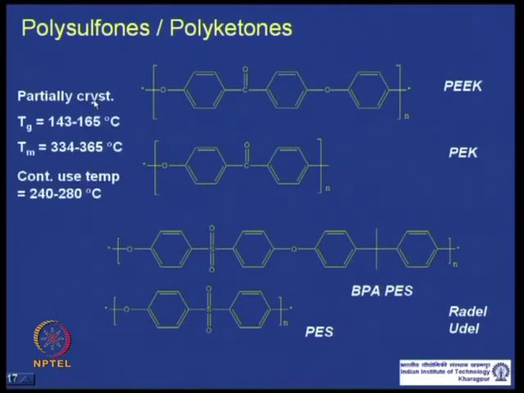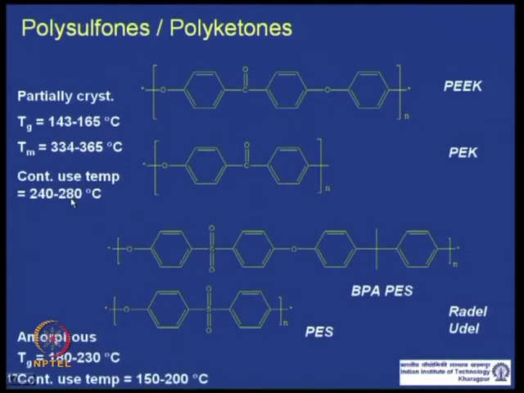They are partially crystalline, PEEK and polyether ketone, they are partially crystalline polymers. They have a Tg around this range and they have very high melting point. So, they are again very high performing polymers which are used in very high temperature applications, and they can be used in applications where the constant temperature is as high as 240 to 280 degrees. So, they are very high performing polymers.